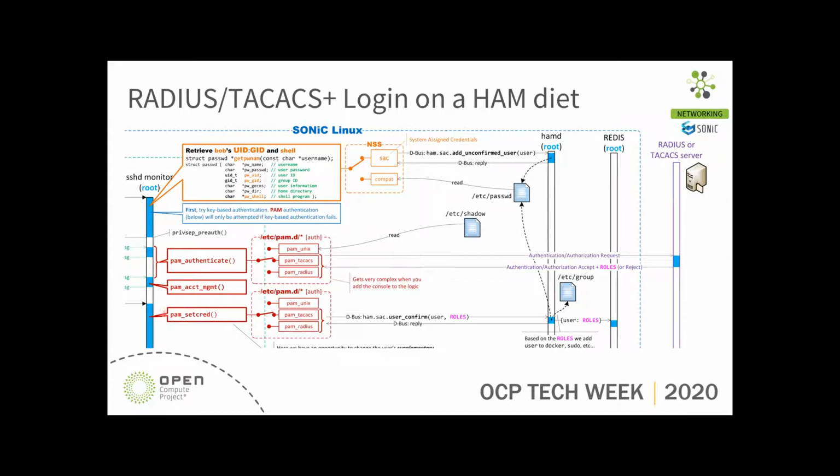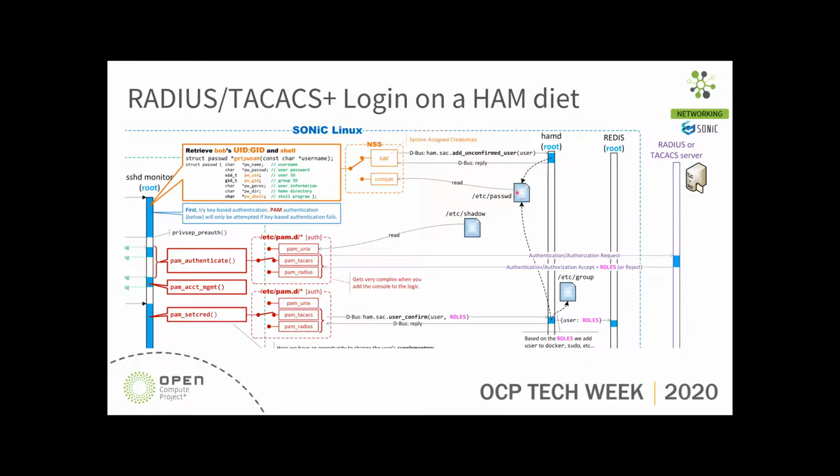We go down a little bit later, and when it's time to set the credentials, we again use the proper module here, so PAM RADIUS, and at this point it will finally confirm that user. It will say yes, the user has been verified, the password was good. So we're telling HAMD, please add this user permanently. At this point, HAMD will go to /etc/passwd and remove that marker that we put earlier that was marking it as an unconfirmed user.